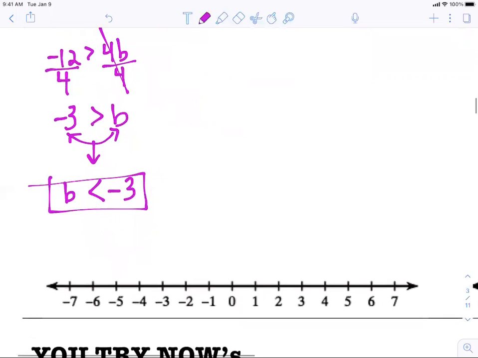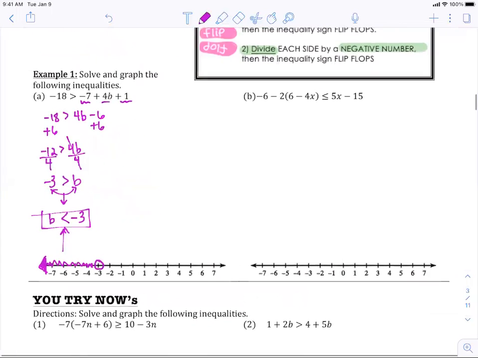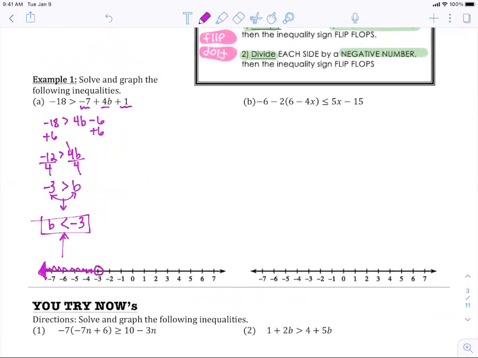On my graph, that tells me I'm going to have an open circle at negative 3 because I don't have an equal to sign underneath. And because it's less than, I'm going to shade everything that's less than negative 3, which is everything to the left.